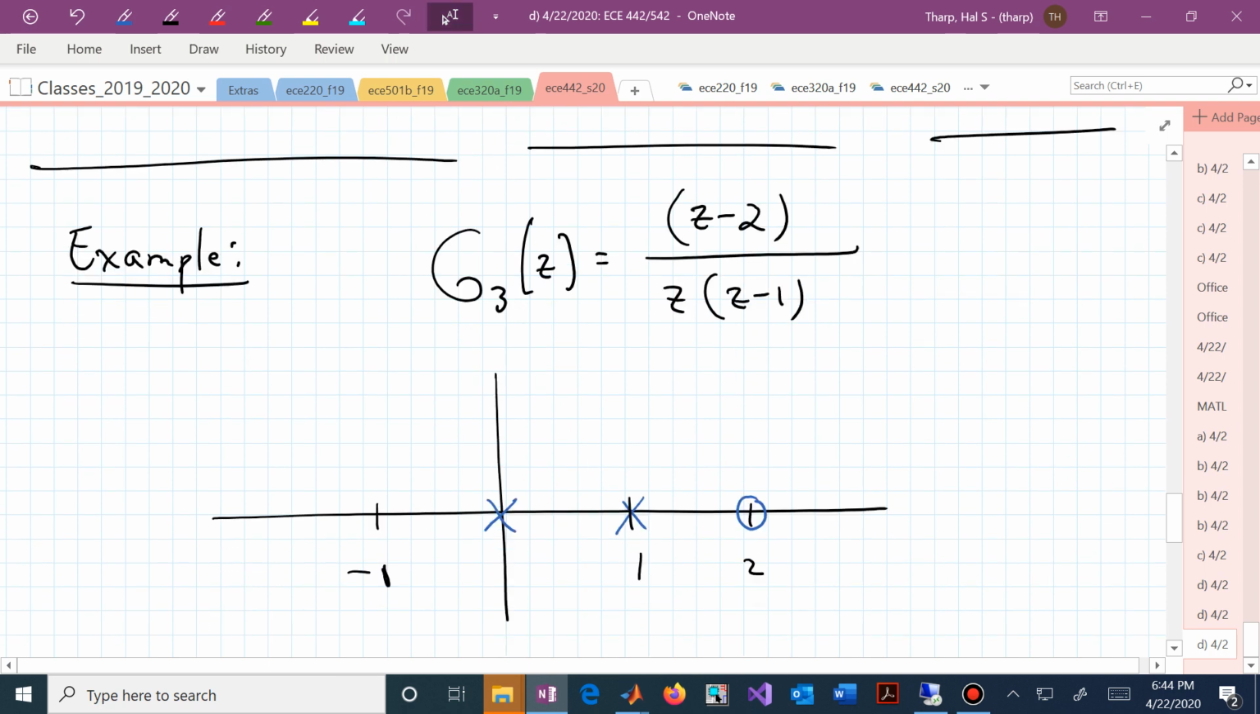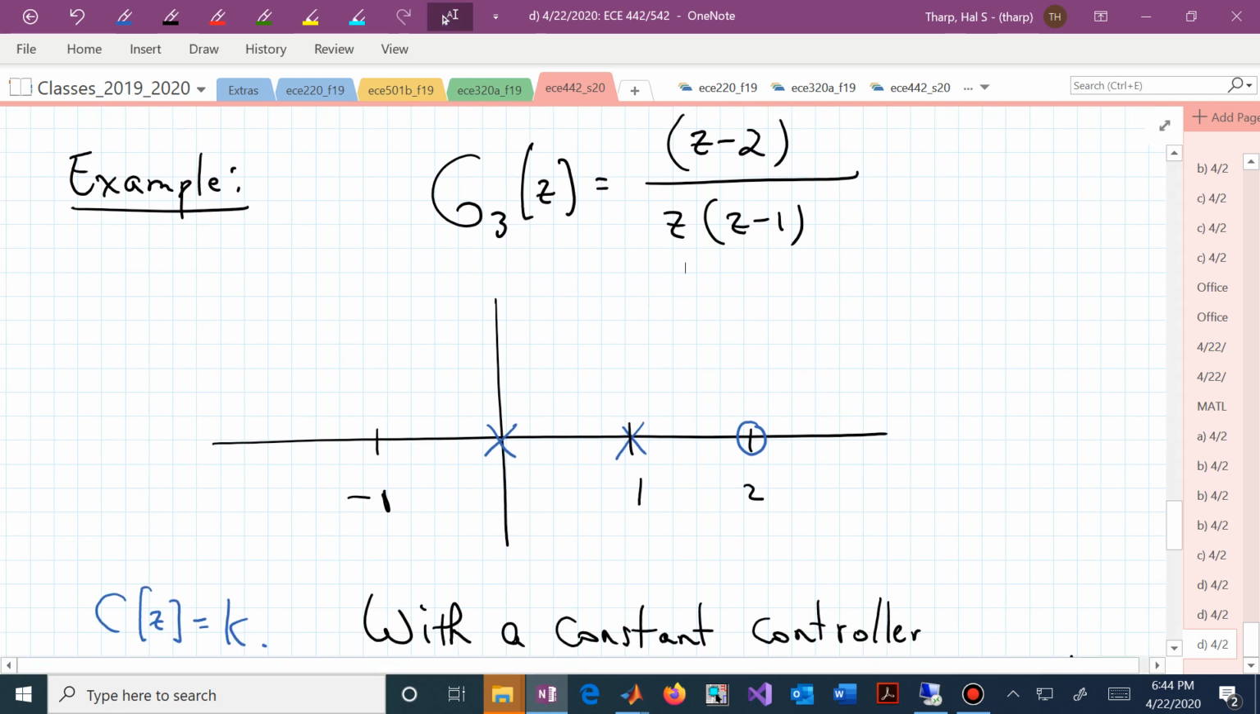What about this system? This system now is non-minimum phase because we have a 0 outside the unit circle. We have a pole right on the stability boundary, right at z equal to 1, and we have another pole at the origin. What happens if we actually used a pure gain controller k? Now we cut our French bread. We say, oh, which line segments belong to the root locus?